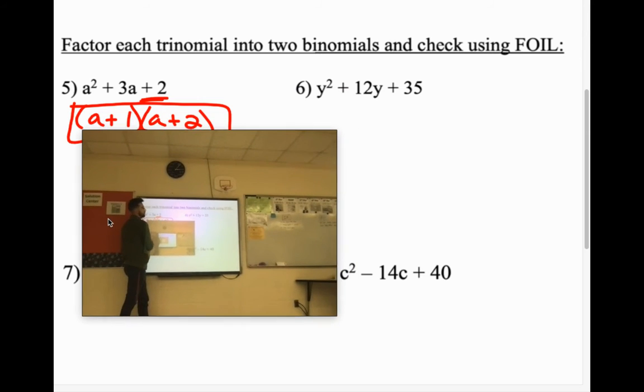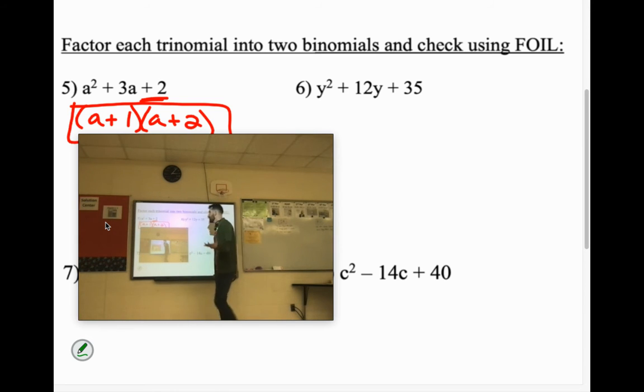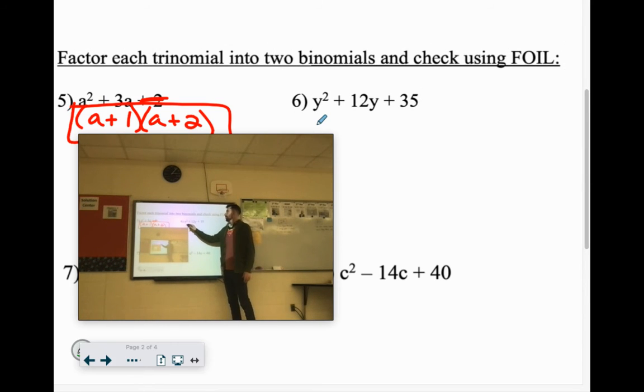Over here, we're looking for factors of 35 that add up to 12. It's probably the first 2 numbers you think of, 5 and 7. So they'd have to both be plus. y plus 5 times y plus 7. They multiply to 35. They add up to 12.